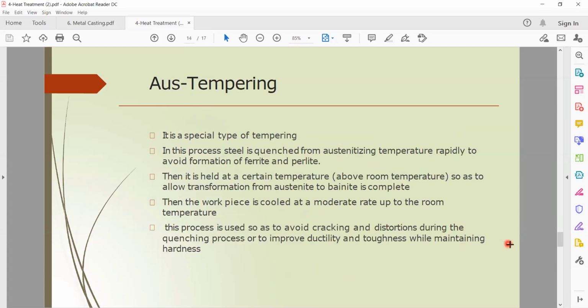So there are two special types of tempering available, right? One is austempering, the other one is martempering, right? So what's the difference between austempering and martempering?